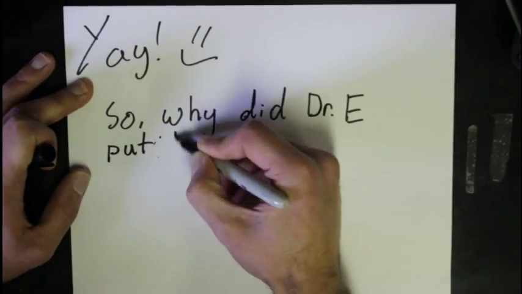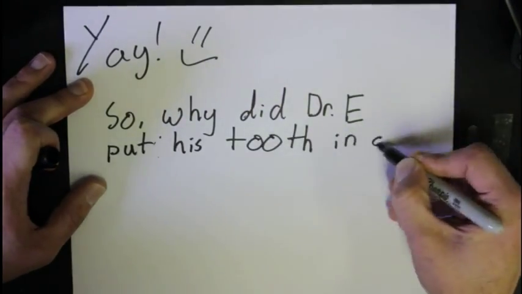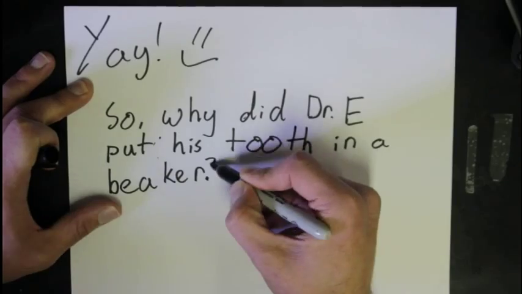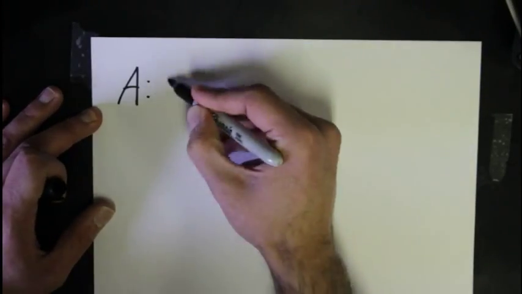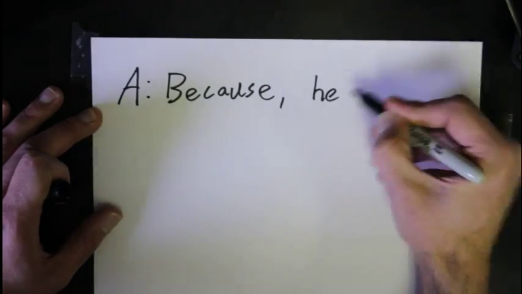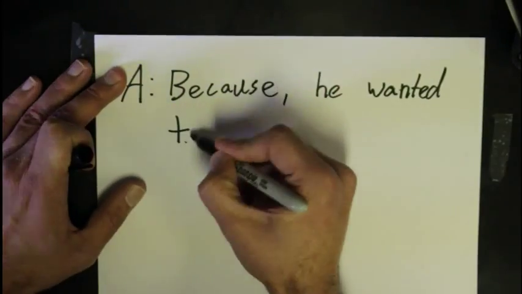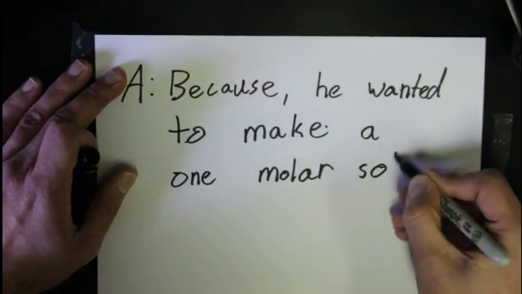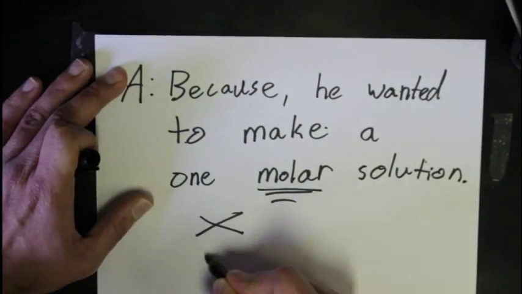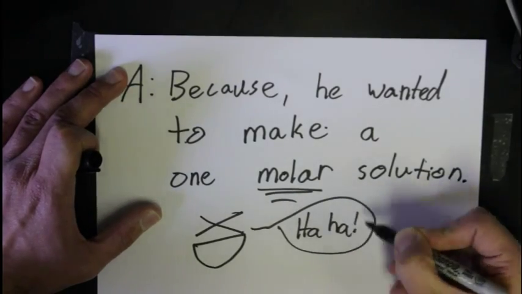Hello everyone. Welcome back to Organic Chemistry. So, why did Dr. E put his tooth in a beaker? Answer: because he wanted to make a 1 molar solution. Ha ha ha! Molar! Ha ha! That's a good one. Thank you, Dr. Amos.